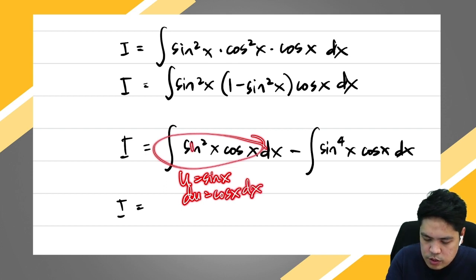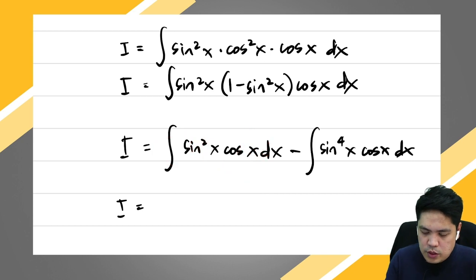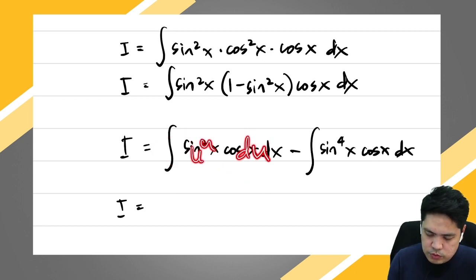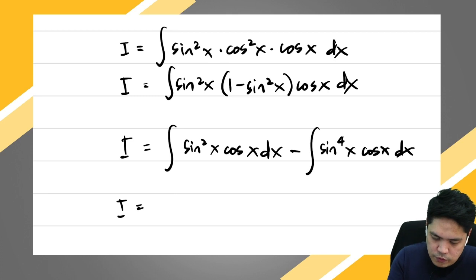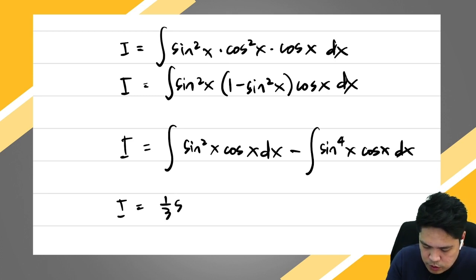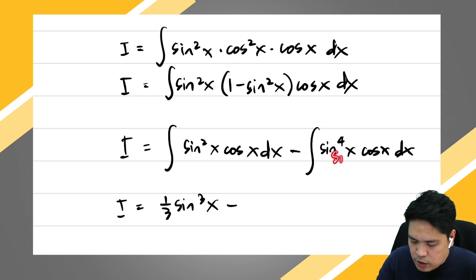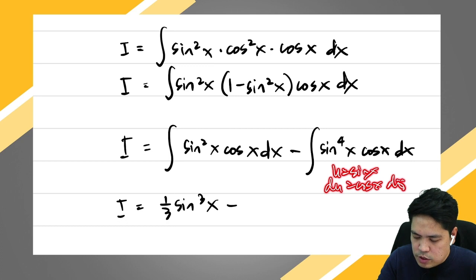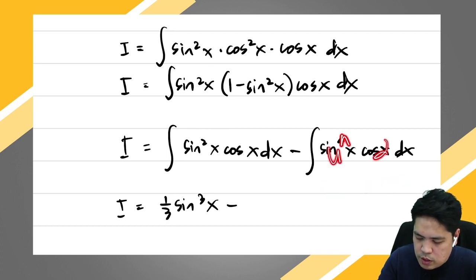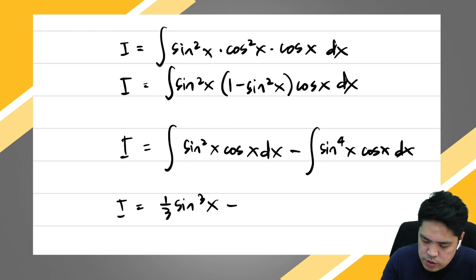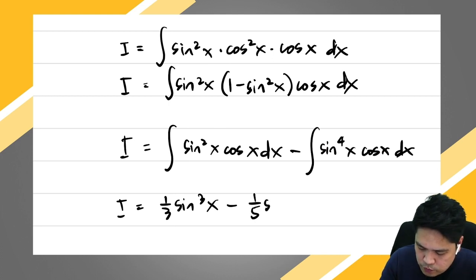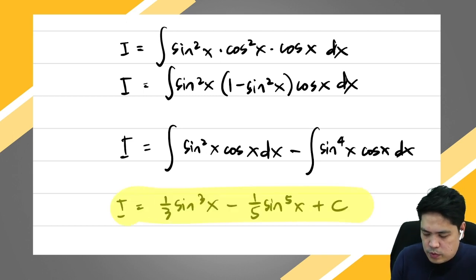So, therefore, this is a case of u raised to n du. Okay. So, therefore, this is simply 1/3 sine cube x. That's a derivative of this. And then minus here the derivative of, again, if u is sine x, du is cosine x dx. So therefore this is just a case of u raised to n du. So the answer there is just 1/5 sine raised to 5x plus c. So this is our answer.